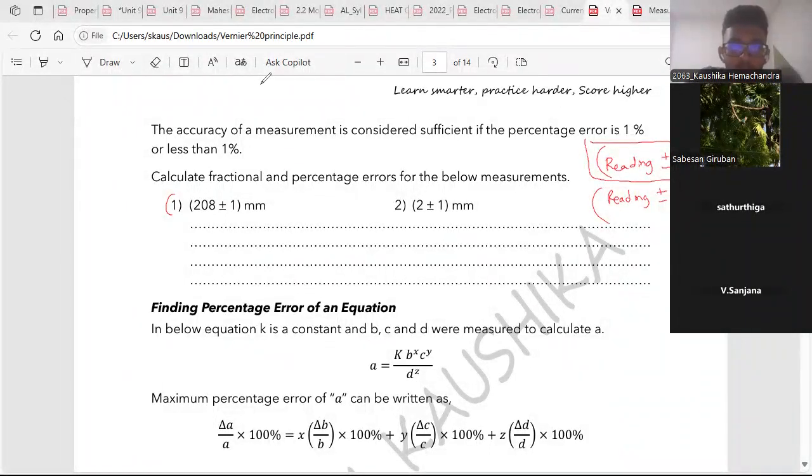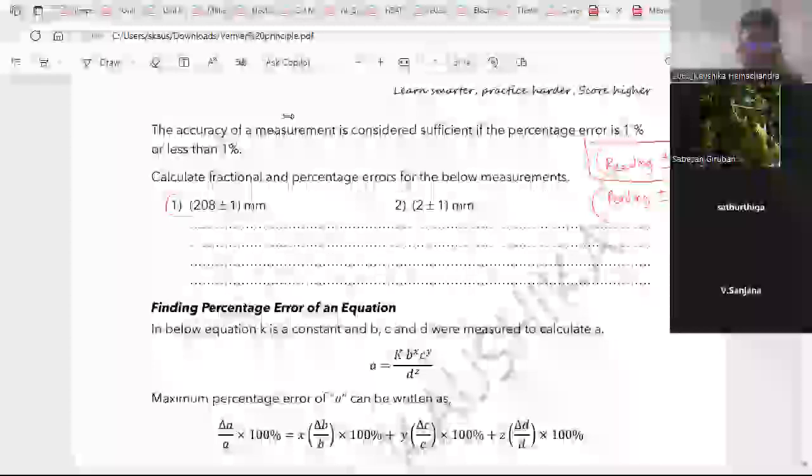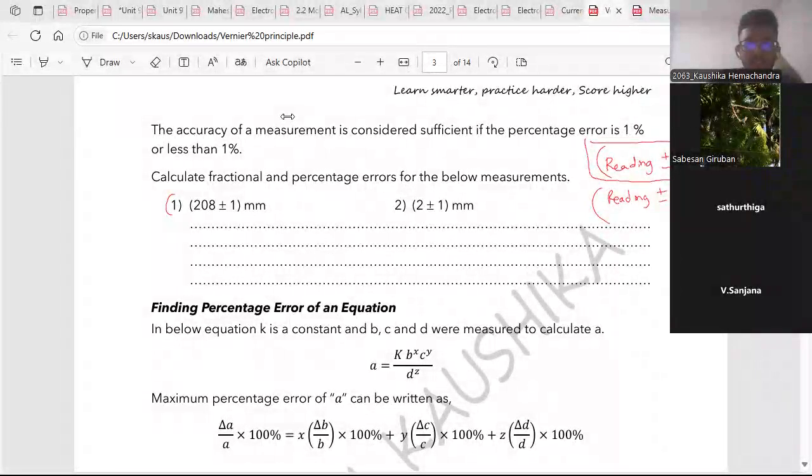Okay, let's send the answers. So for the first one, yes, you don't need to get the decimal place answers. You can keep it as a fraction.